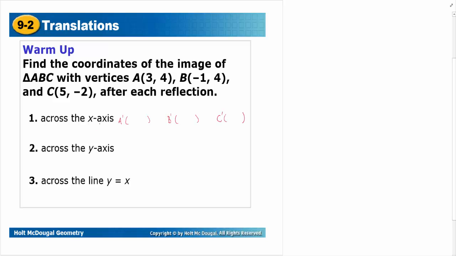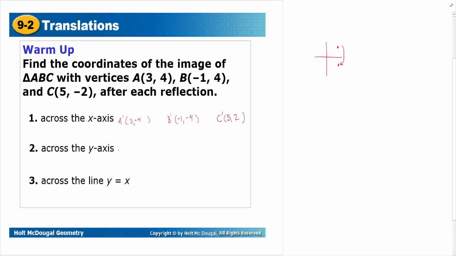If you're flipping over the x-axis, again, you just need to understand what's going on. You're going to have a point, and we're flipping over the x-axis. So what's happening is the y value is changing. It's changing from a positive to a negative, or negative to a positive. So A prime would be 3, negative 4. B prime would be negative 1, negative 4. And then C prime, you already have a negative, so it's going to be 5, positive 2. Again, the y values flip when you flip over the x-axis.